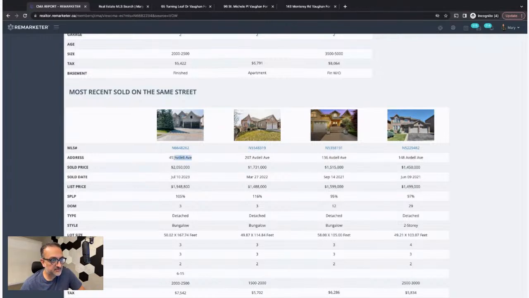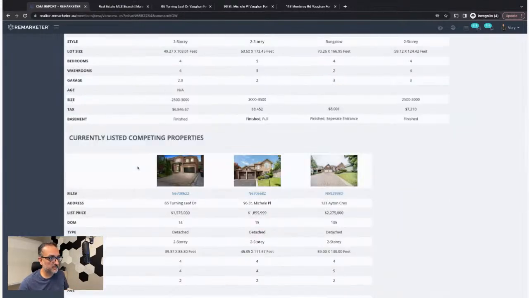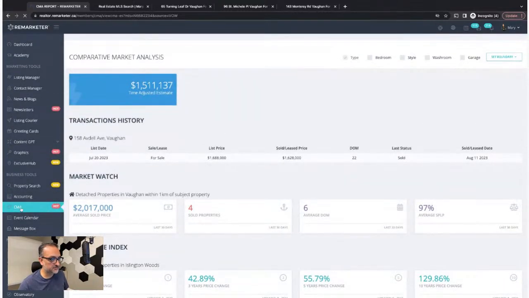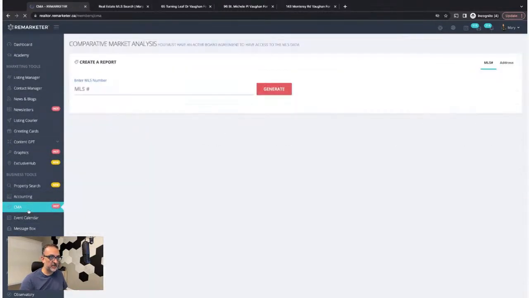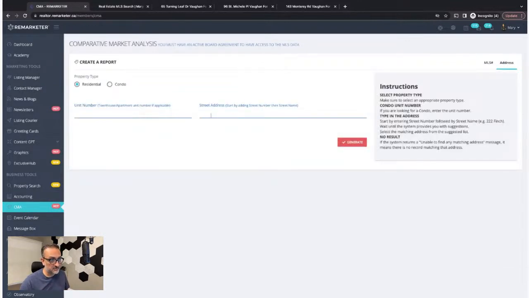47 Avdel Avenue, right? So let's just take this. I'm going to give you another insight now. Let's do the CMA. Okay, so this time I don't have an MLS number, I have an address, right? So I want to do this for, let's say, 49 Avdel. And the way that it works is that you give it a little time. Okay, so the system was able to find the 49 Avdel Avenue in the database.